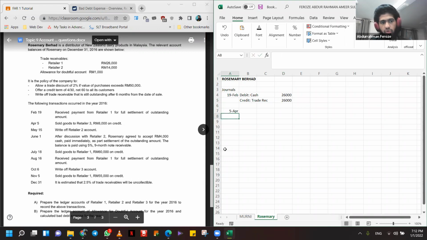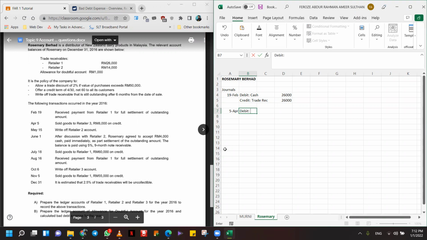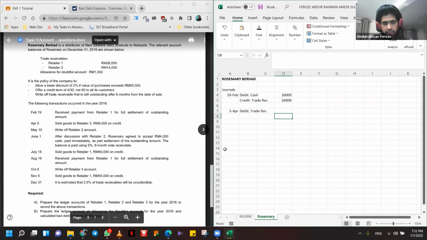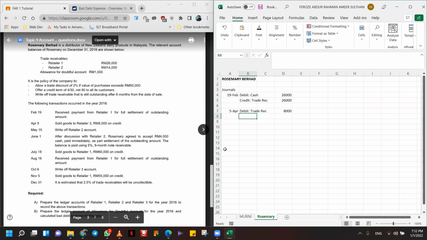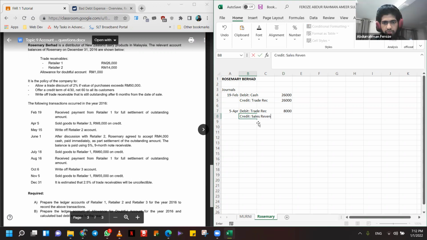April 5th, sold goods to retailer 3, 8,000 ringgit on credit. So here, what do we debit? Debit trade receivable 8,000, all right, and credit sales revenue. When you make a sale on credit, yeah, sales revenue. Okay, and then we have May 15th.